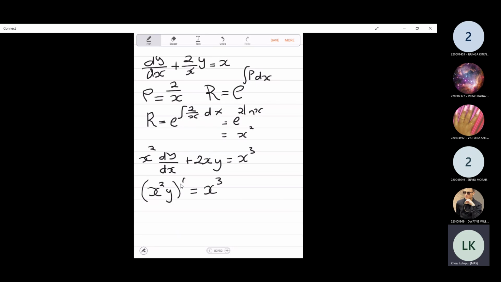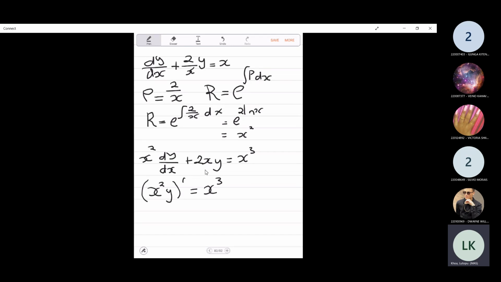Because again, when I differentiate this using the product rule, I would have this one as it is, multiplied by the derivative of y, which is this part here, plus the derivative of x squared multiplied by y as it is, which is that. So when you multiply by your integration factor, you should be able to condense the left-hand side as the product rule.